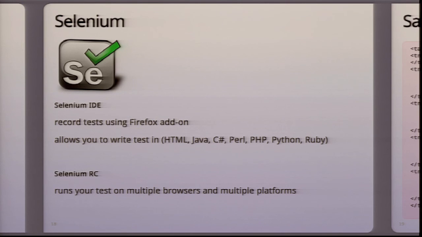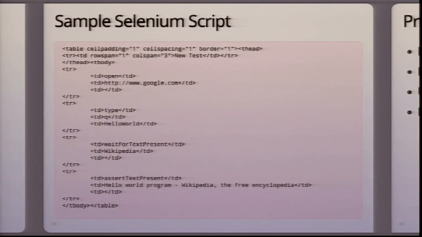I'll show that in the next slide, or maybe I'll show it here. Then you can convert this into Java. Once you've converted into Java, you have no more click and record, and there's no more maintenance. This is your test format: open google.com, type in Q, hello world, wait for the text Wikipedia, whatever it is.